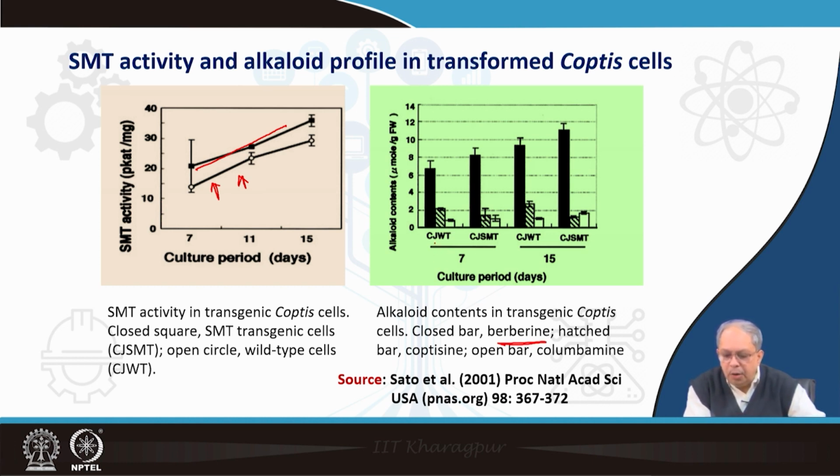So, WT stands for wild type and SMT stands for basically the gene which is expressed in the Coptis. So, the berberine content, when you compare with this and this, here it is enhanced, whereas the coptisine and columbamine both are slightly suppressed when you compare with this one.